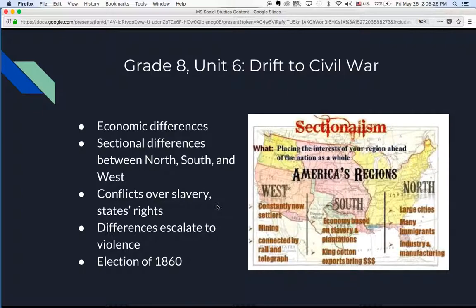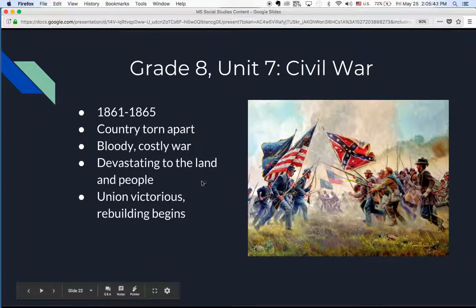As the country got closer to 1860, these differences became harder to ignore and harder to navigate, and eventually they escalated to violence. And this drift to civil war culminated with the election of 1860. And after that, the final unit is Civil War.